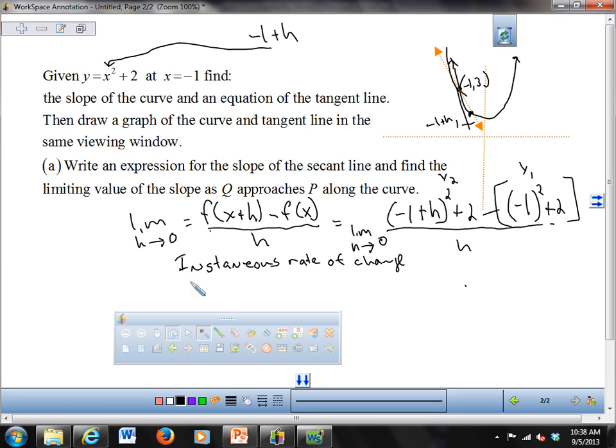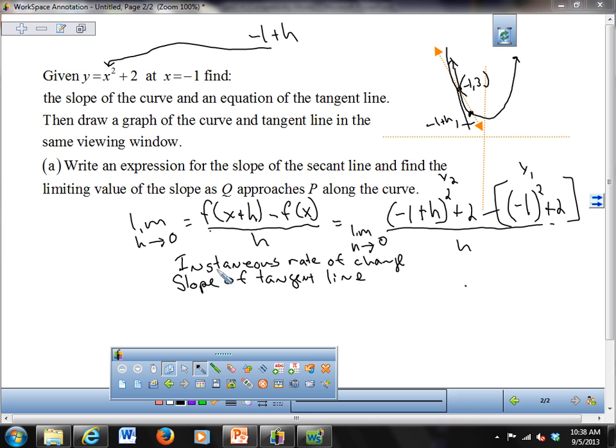It's also known as the slope of the tangent line, and it has another name. Anyone know what the other name is? Yes, sir, very good. The other name for that is the derivative. This chapter all deals with limits, but we're using the definition of a limit to find the derivative. So it's the instantaneous rate of change at a point, the slope of the tangent line, and the derivative. So let's just do the math here, guys.